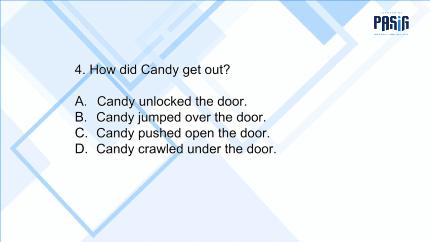Number 4. How did Candy get out? Letter A. Candy unlocked the door. Letter B. Candy jumped over the door. Letter C. Candy pushed open the door. Or letter D. Candy crawled under the door.